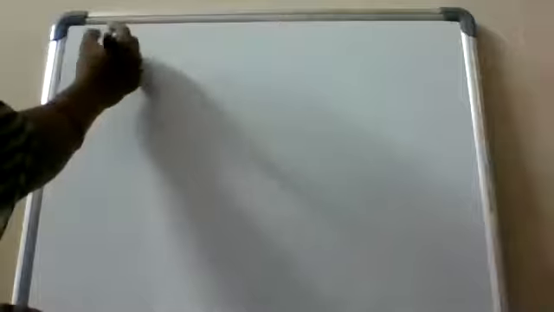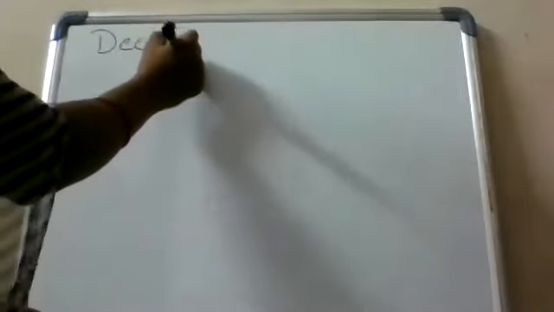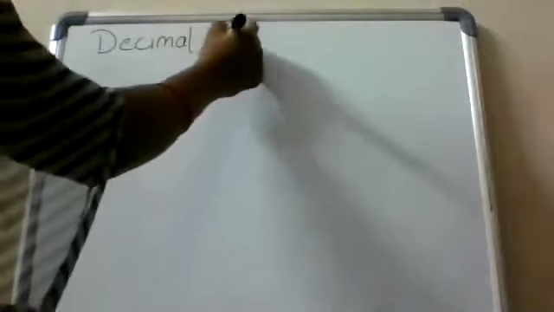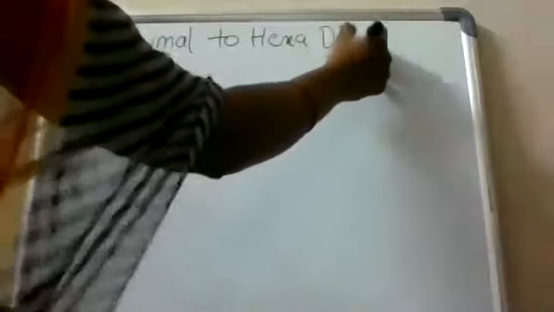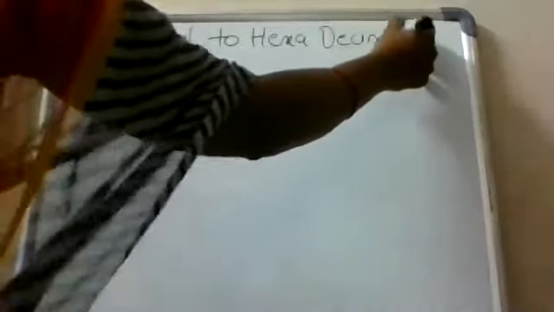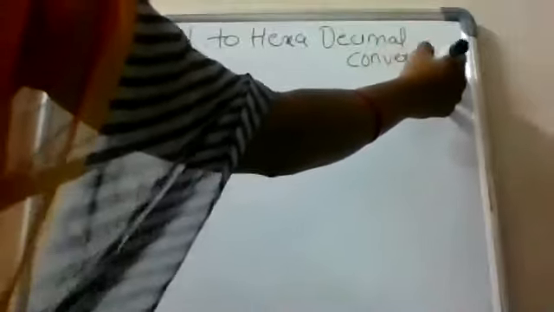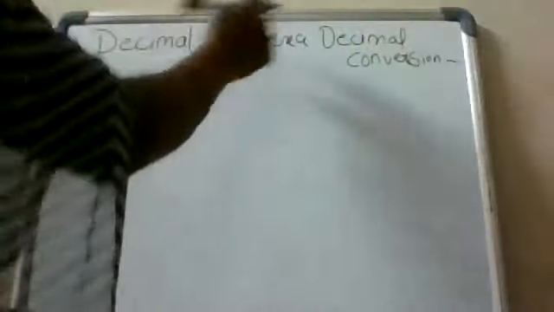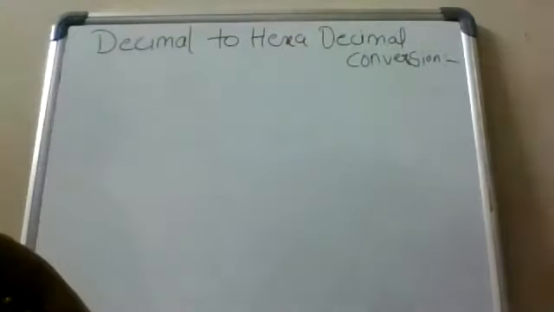First, decimal to hexadecimal conversion. Decimal to hexadecimal. Decimal means base 10, hexadecimal means base 16.